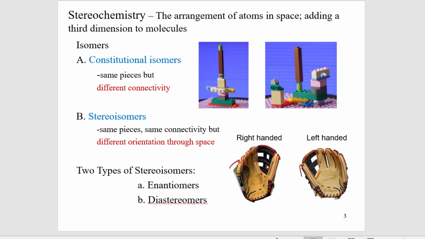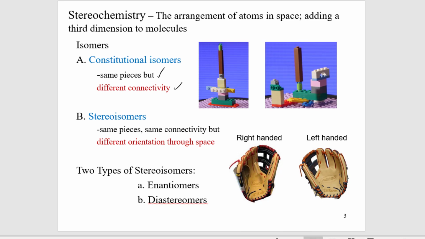So let's review. A constitutional isomer has the same pieces, but different connectivity. And I have my Lego pieces here. It's like you give two kids the same pieces, and each kid goes into a room and puts them together differently. So they have completely different connectivities.